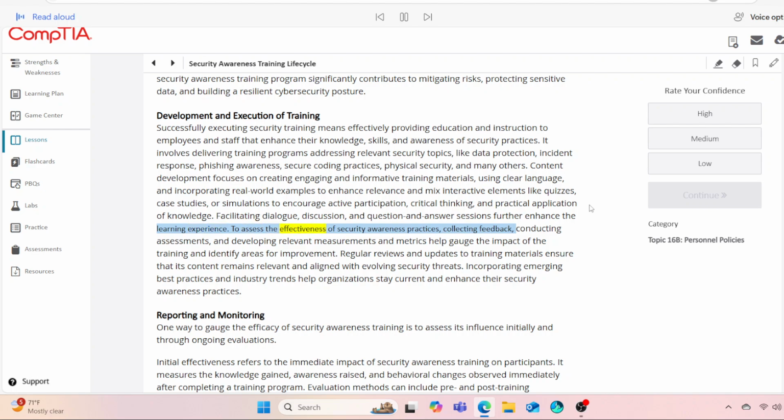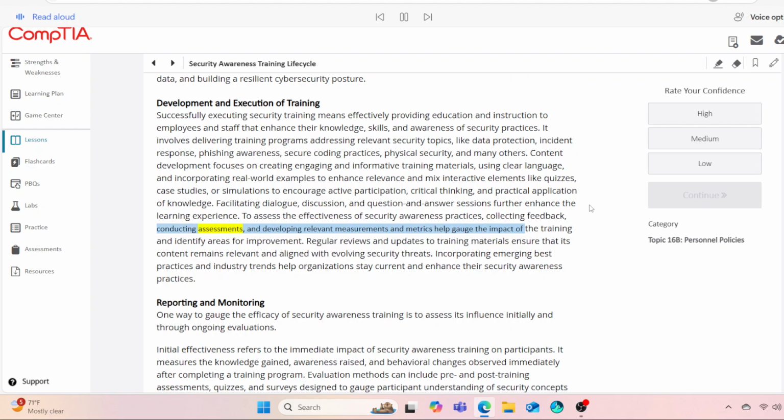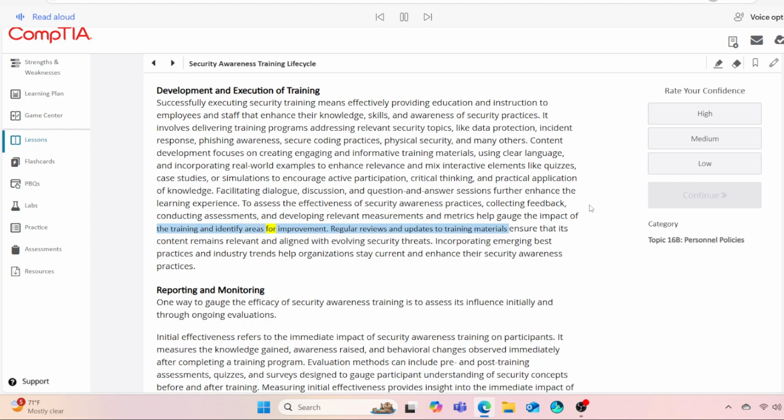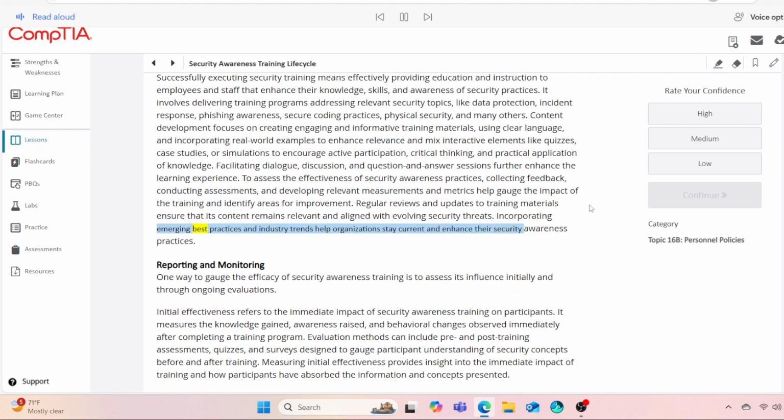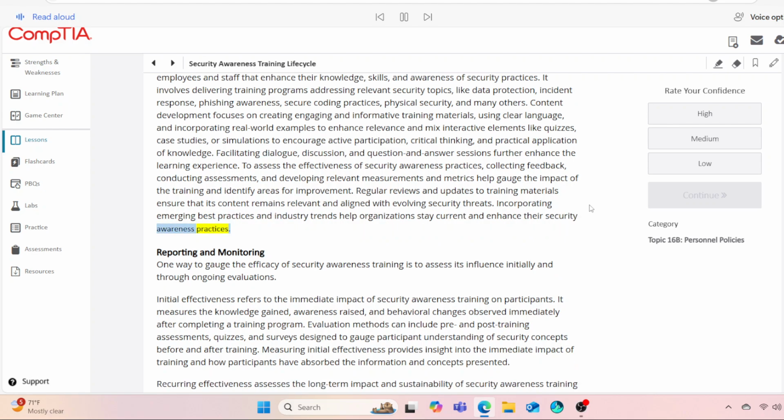To assess the effectiveness of security awareness practices, collecting feedback, conducting assessments, and developing relevant measurements and metrics help gauge the impact of the training and identify areas for improvement. Regular reviews and updates to training materials ensure that its content remains relevant and aligned with evolving security threats. Incorporating emerging best practices and industry trends helps organizations stay current and enhance their security awareness practices.